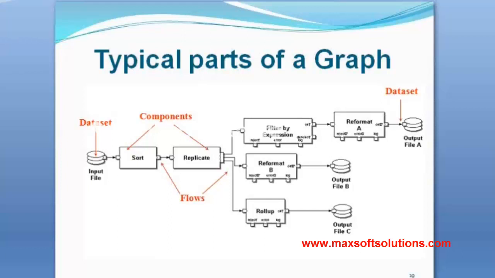In reformat also we can increase the number of output ports. It also has a count parameter, to increase the number of output ports, not the input ports. If you increase the count parameter to 5, then reformat will have 5 different output ports and 5 different transforms associated with each output port.